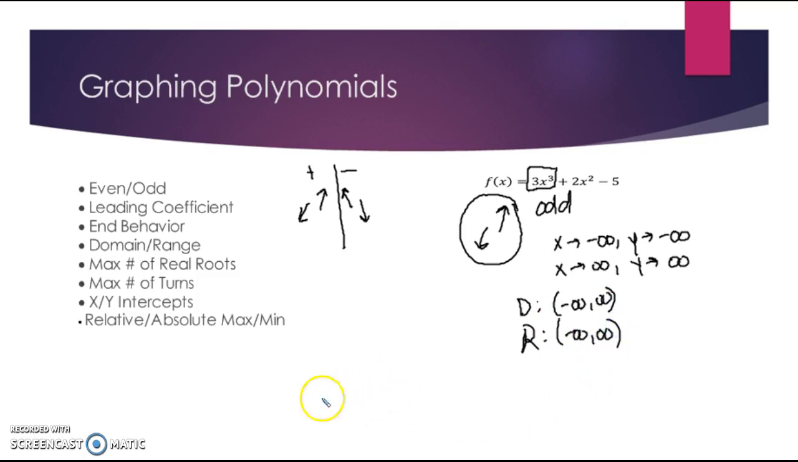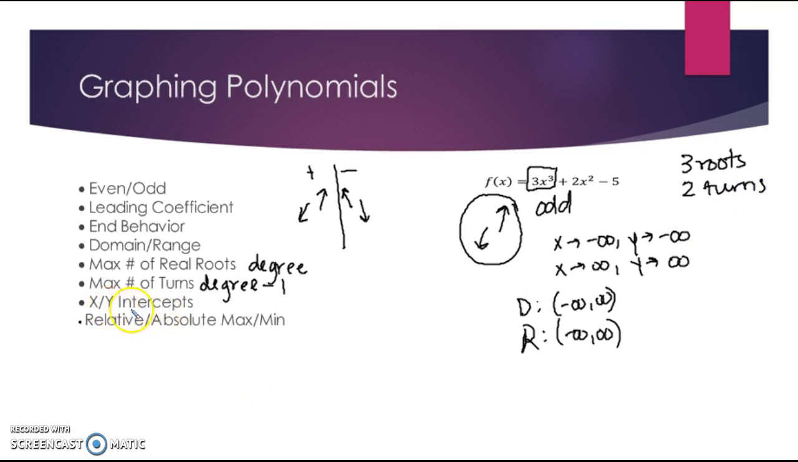Every single time. All right, the max number of real roots is always whatever your degree is. So in this case, I have 3 roots for my max. And that's real roots. We could have imaginary. And my max number of turns is the degree minus 1. So at most, I will have 2 turns.